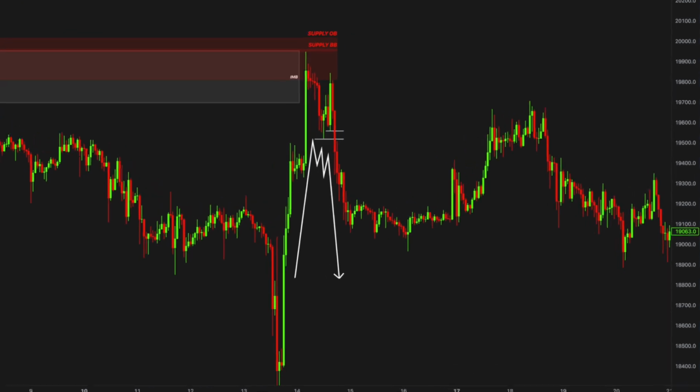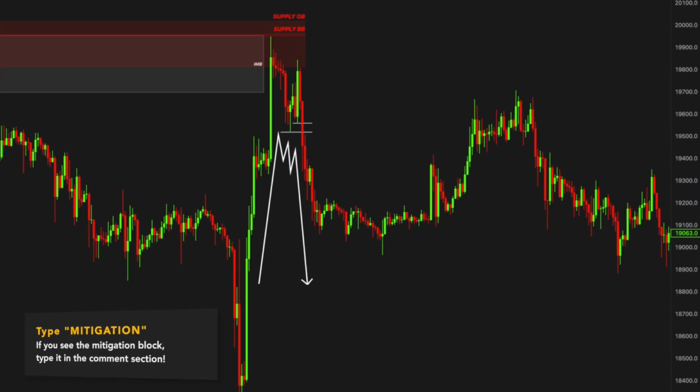Now at this point, where is the mitigation block? Pause the video please and type mitigation in the comment section if you can identify the mitigation block here. Yes, this red candlestick is our mitigation block. Now with multiple supply areas and strong price action, we can look for entries easily.